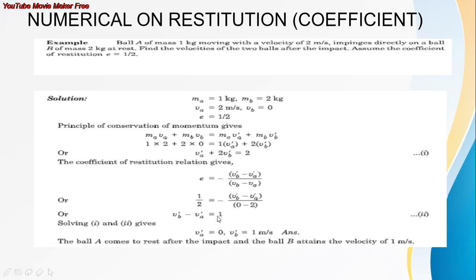Solving this equation and this equation, we get Va dash equal to 0 and Vb dash equal to 1 meter per second. So the ball A comes to rest after the impact and the ball B attains the velocity of 1 meter per second. So I hope you have understood the very basic numerical related to coefficient of restitution. Now let's go ahead with our further topics.